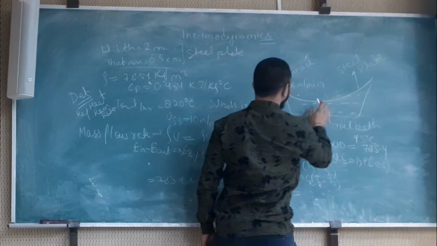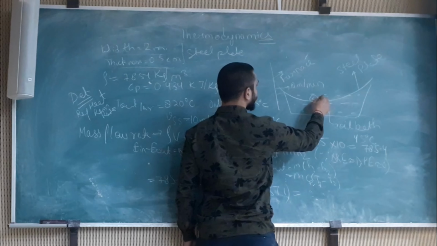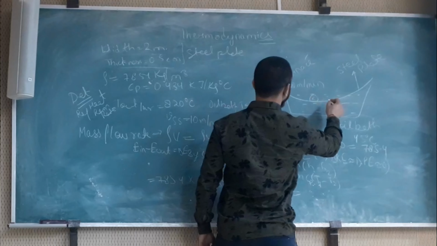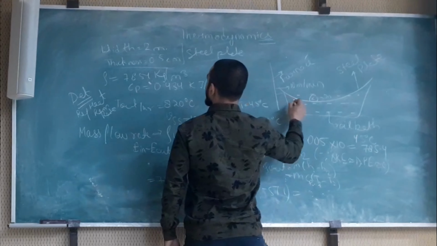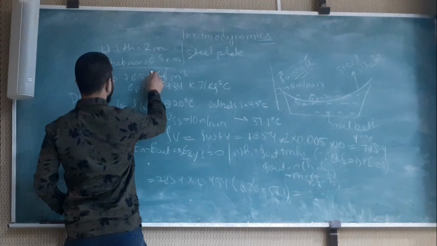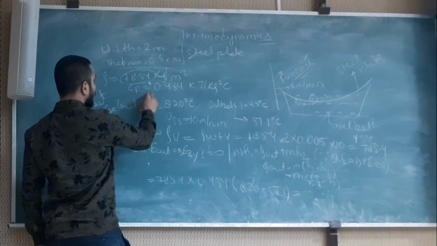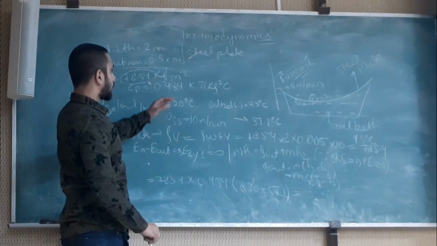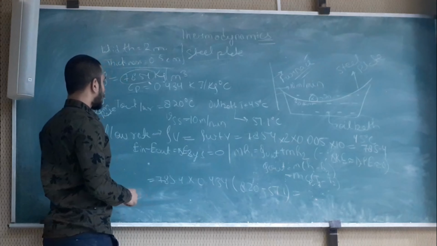This is in curved shape, and the width which is inside it, inside width direction we put like cross. So inside width is given as 2 meter, and its thickness is given as 0.5 centimeter. So inside width is 2 meter and thickness is 0.5 centimeter of this steel plate. And this is a furnace. The density of this steel plate is given as 7854 kg per meter cube, and specific heat capacity at constant pressure is given as 0.434 kilojoule per kg degree Celsius. So these are the values given for the steel plate.